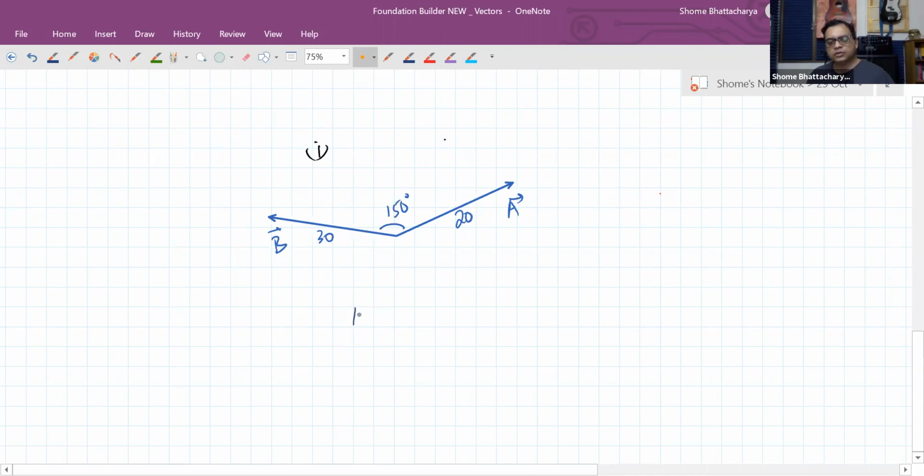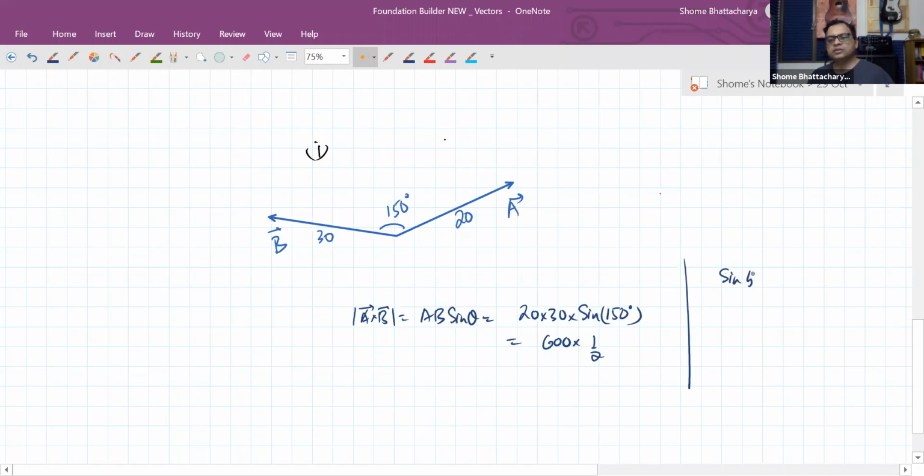Okay, so magnitude of A cross B, use the formula AB sine theta. So here it is 20 into 30 into sine of 150 degrees. So that is 600 into half, because you know that sine 150 is the same thing as sine 30, the same thing as half. Okay. So this should become 300, should be mod of A cross B. That's the first thing.